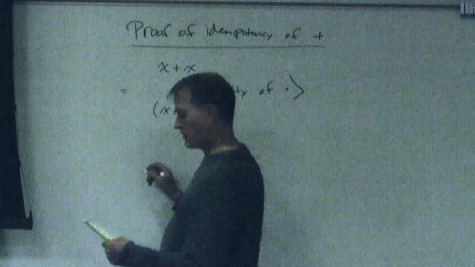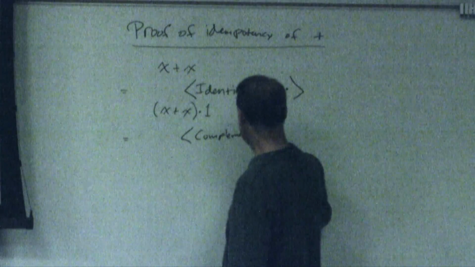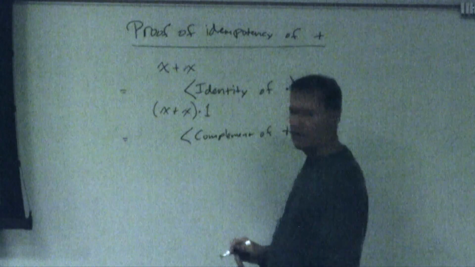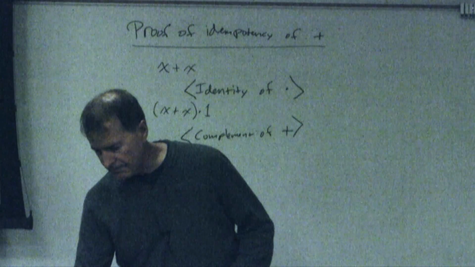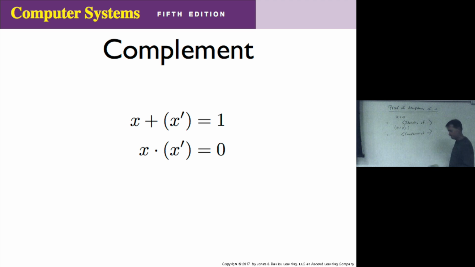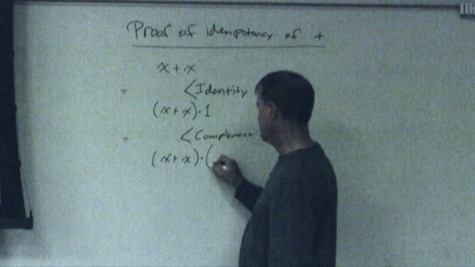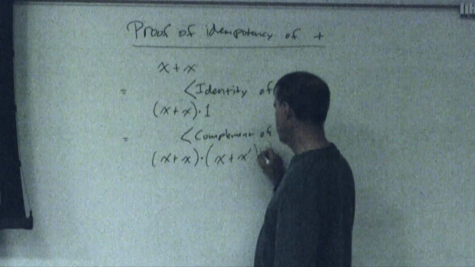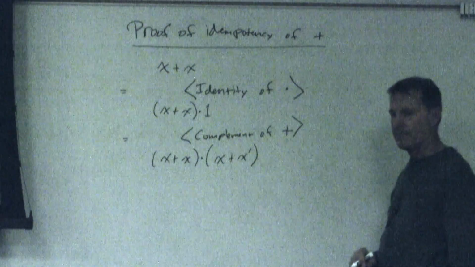Ashley? This equals by the complement of or. Now, go back and look at the complement of or. So we're also kind of pulling a rabbit. Yes, that's what we're going to do. So what do we have? So X or X and X or X prime. Is everybody with me on this? Are we good? Okay.